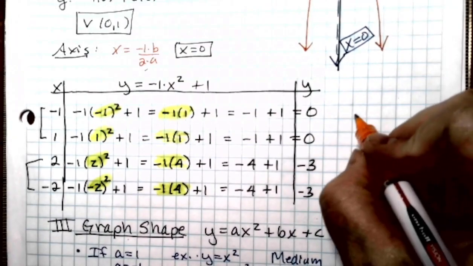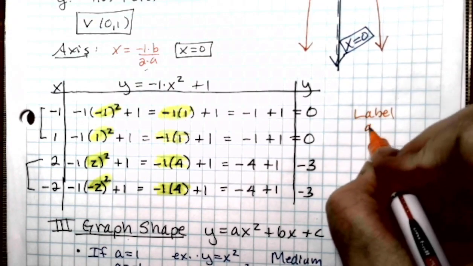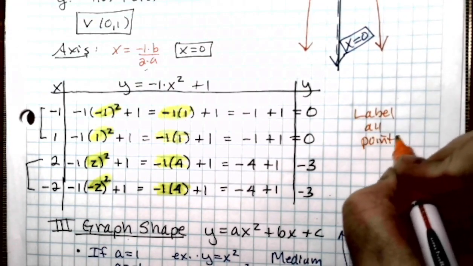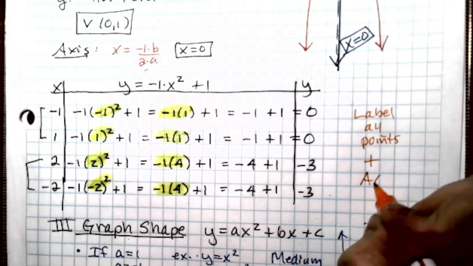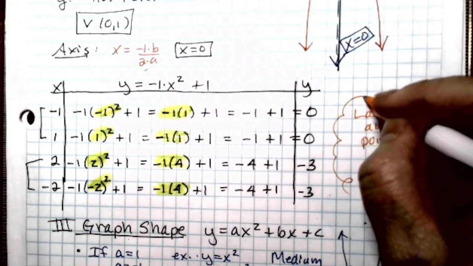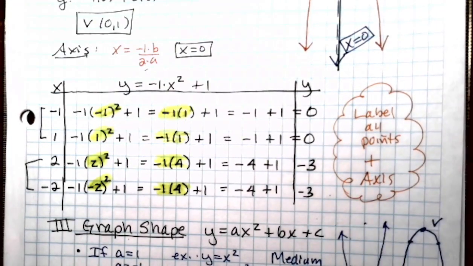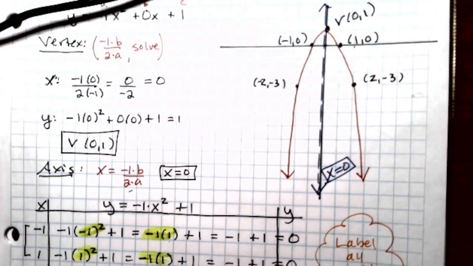All right, so last thing, just a reminder, is on your graph you need to label all points, as well as, so plus, the axis of symmetry. So vertex plus 2 pairs plus axis gives you a good graph.